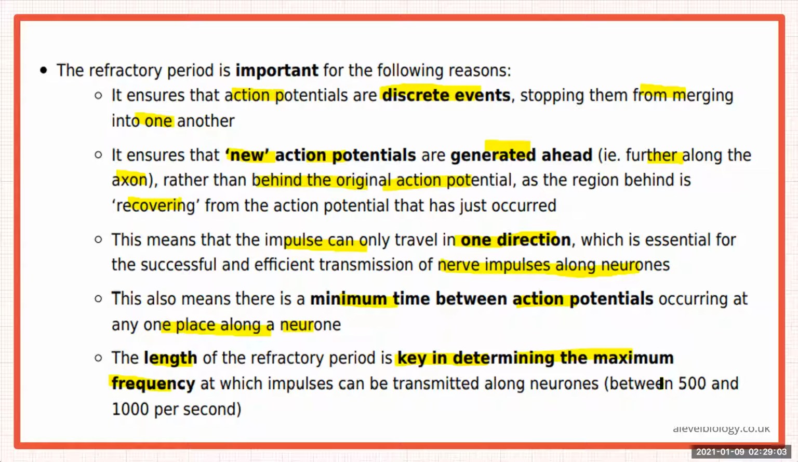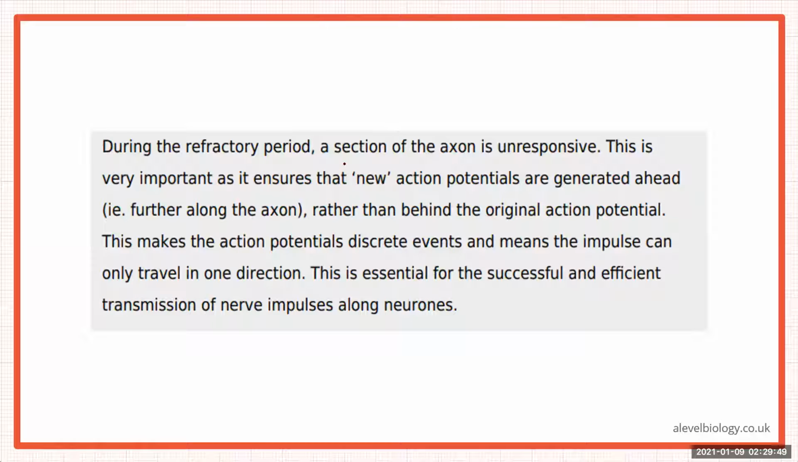Usually it can take around 500 to 1000 per second, right? So these many impulses can be generated. So the length of the refractory period is very important in that case. It's the key. If you want to achieve maximum frequency, the length of the refractory period is of utmost importance. So remember, during this refractory phase, only a section of the axon is unresponsive. It's just a section of the axon that is unresponsive. It means that a new action potential is generated ahead, right?